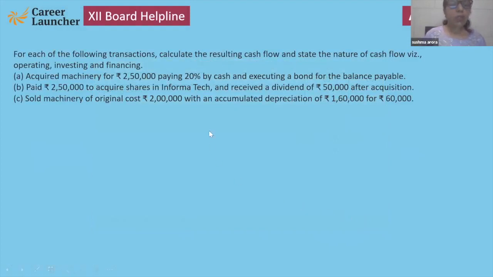See this question. Following transactions, calculate the resulting cash flow, and state the nature of cash flow, in which activity. Yes, one by one we will discuss. Machinery purchased for rupees 2,50,000, paying 20% by cash and executing a bond. Paid rupees 2,50,000 for shares and received a dividend. Sold machinery of 2 lakh with depreciation of 1,60,000 for 60,000. Please note down the question, then I am going to show you the answer.